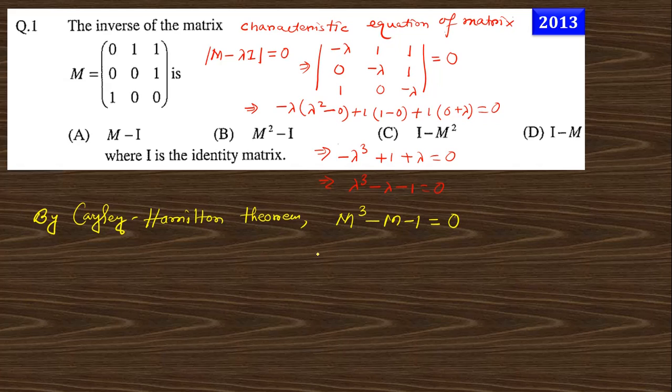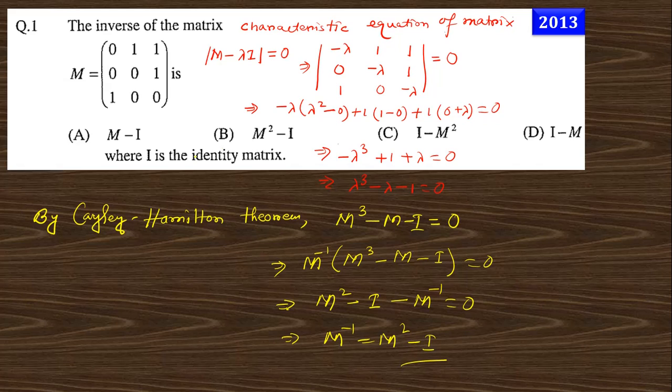So if we multiply M inverse, the inverse of the matrix M, in this equation, what we will get? This is 0. M inverse into M cube will be M square. M inverse into M will be identity matrix I. M inverse into I will be M inverse. So we can say M inverse is equal to M square minus I. So the answer of this question is option number B.